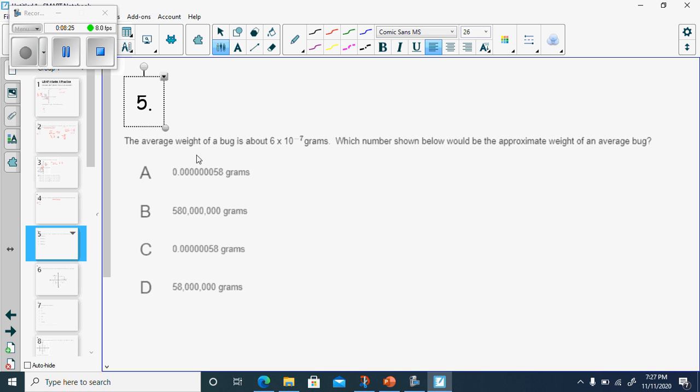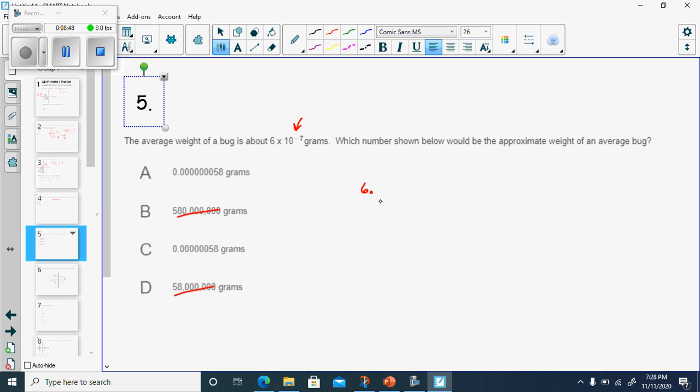On 5, the average weight of a bug is about 6 times 10 to the -7 grams. Which number shown below would be the approximate weight of an average bug? Okay, times 10 to the -7th means it's a very small number, so it's not this one, and it's not this one. What we've got is 6, and we're moving it to the -7 place.